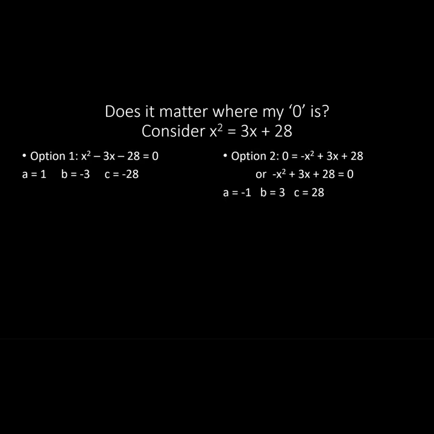But somebody else might say, hey, it's easier for me to just subtract the x squared. And so option two would be to get the x squared over on the right. So you would have 0 equals -x squared plus 3x plus 28, or you can see you could just switch that around using the symmetric property of equality. And in that case, your a value is -1, b is +3, and c is +28. And you'll notice that the numbers for your a, b, and c are all opposites of each other because you've gotten them to the opposite side of the equation.